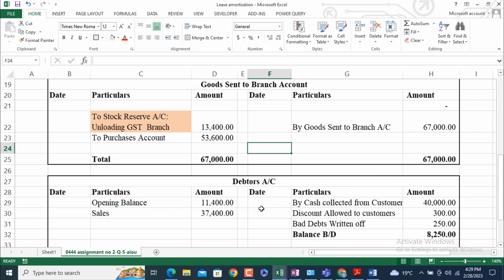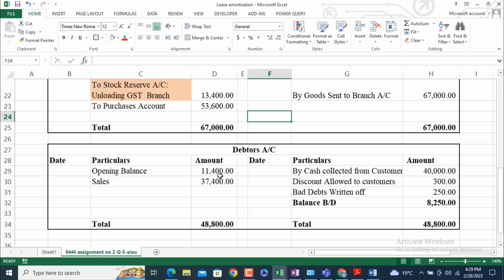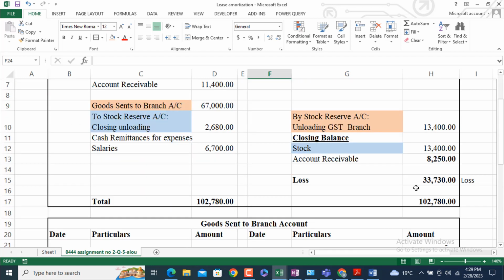Now this is the debtor account. So opening balance is 11,400, sales is 37,400, which is previously credit sales. So cash collected from customer 40,000, discount allowed is expense 300, bad debts written off is expense 250. So this is a balancing figure of account receivable that will transfer to the branch account here.